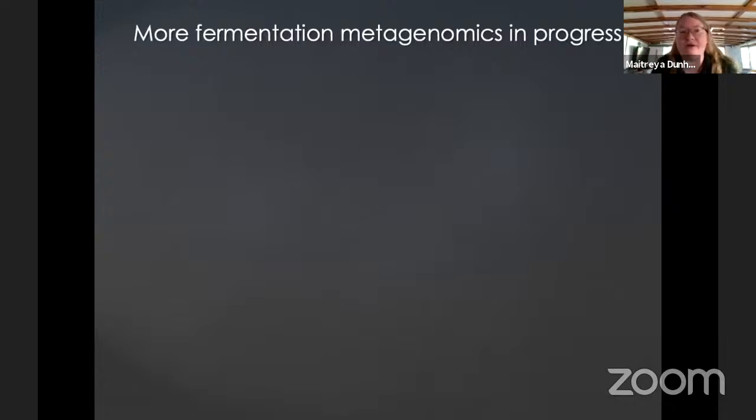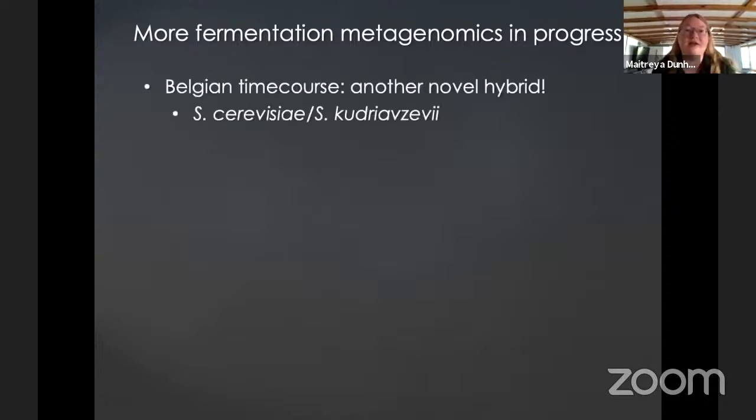You can go read more about it in the papers, but I just wanted to say that we're still using this method to do more fermentation metagenomics. And one exciting thing is we've gotten a time course of some Belgian fermentations, which have been pretty well studied by other means in terms of the succession of species. But one thing that we found that was novel in this is another hybrid. So this is a Cerevisiae Kudriavzevii hybrid, so two Saccharomyces species that have created a de novo hybrid.